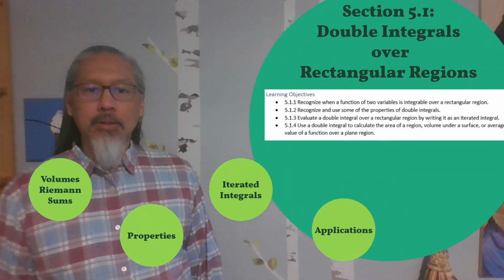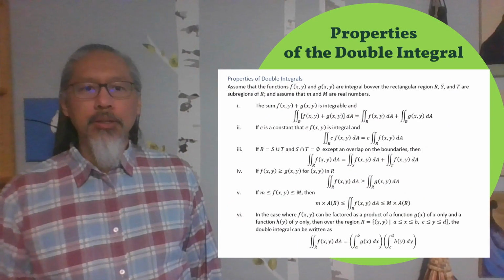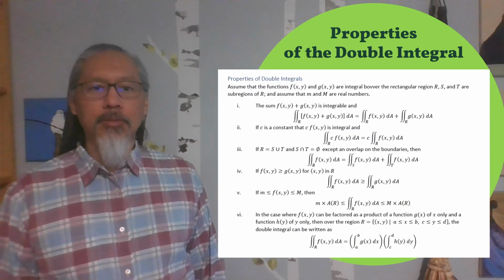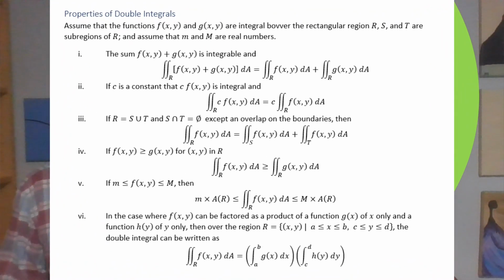Once we do that, we'll take a look at the properties of double integrals. We're going to look at this from a theoretical point of view. The first one says the double integral of a sum and difference is equal to the sum and difference of the double integrals, and the double integral of a constant times a function is the constant times the double integral.